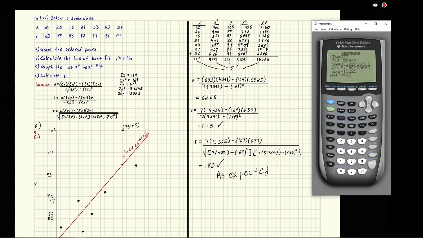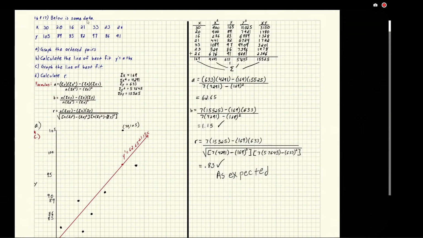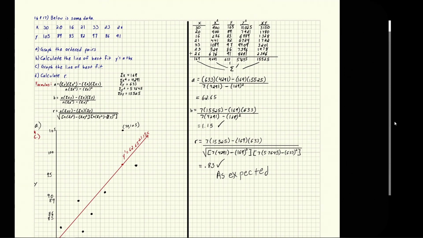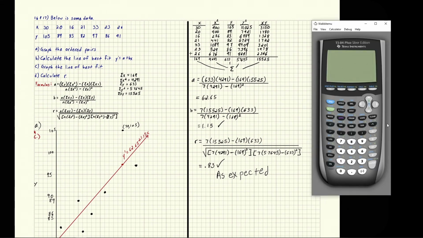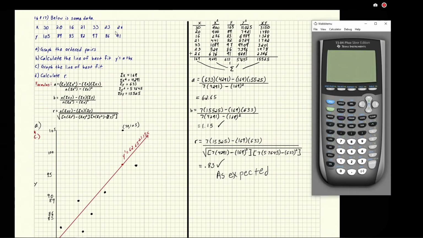Now our n is our number of data points, or number of ordered pairs. So we could come up here and just count these. We have 1, 2, 3, 4, 5, 6, 7. So we have 7 ordered pairs, and so that's why n is 7. It's not the total number of numbers. It's the total number of ordered pairs.